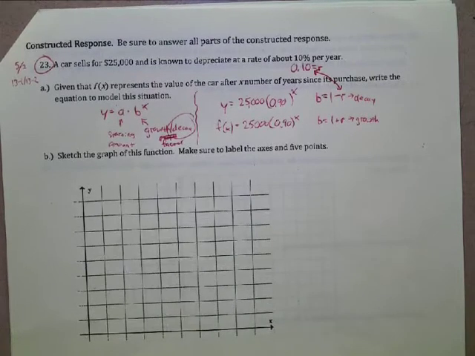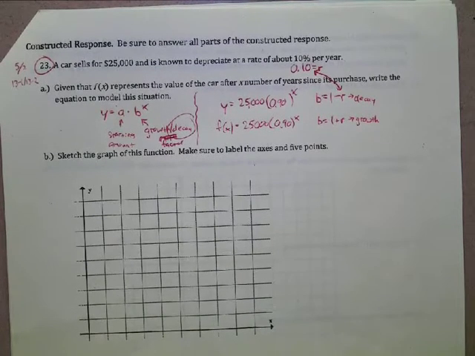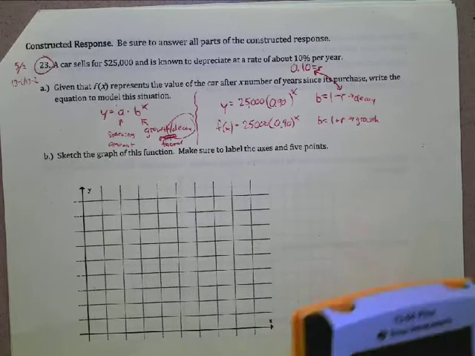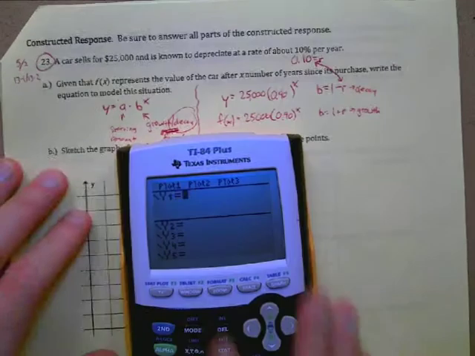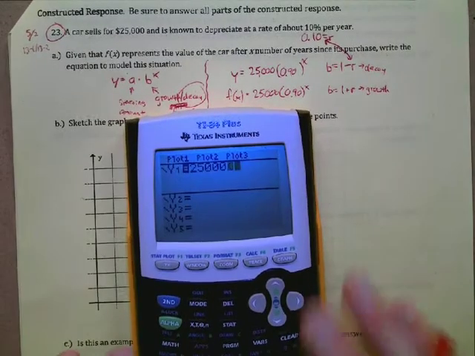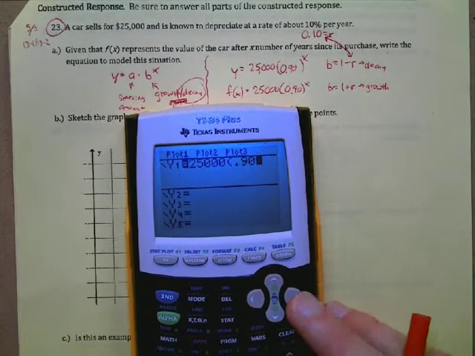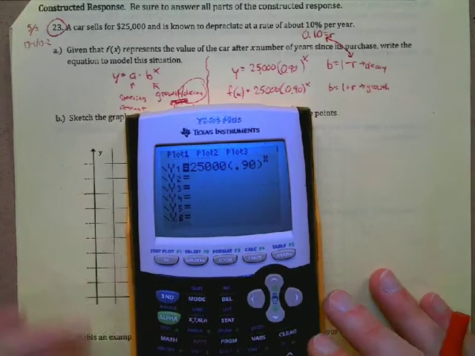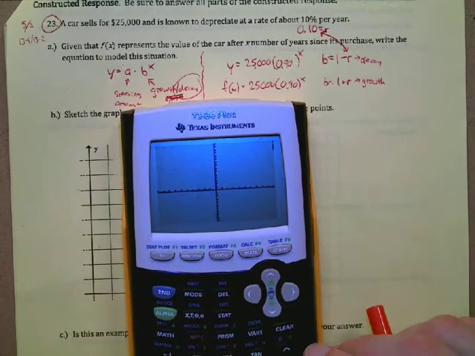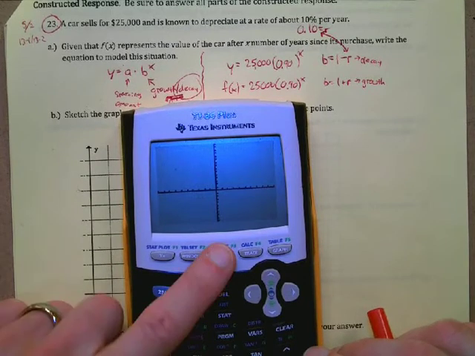Now, we'll graph this thing. And the tool that will best help us out graphing this will be our graphing calculators. So we'll type in 25,000, parentheses, 0.90 to the x. Just like that. Graph it. And we see nothing.